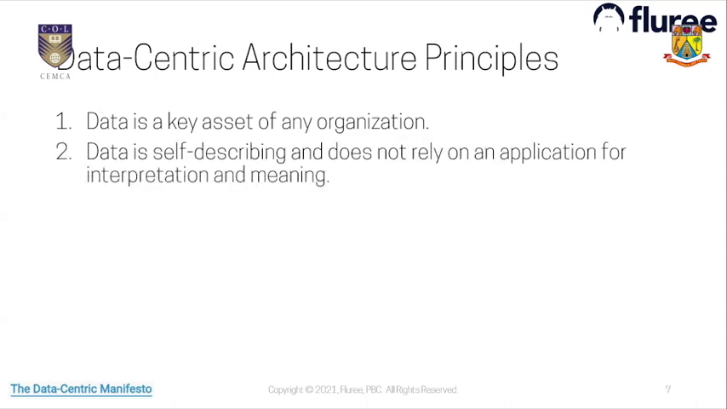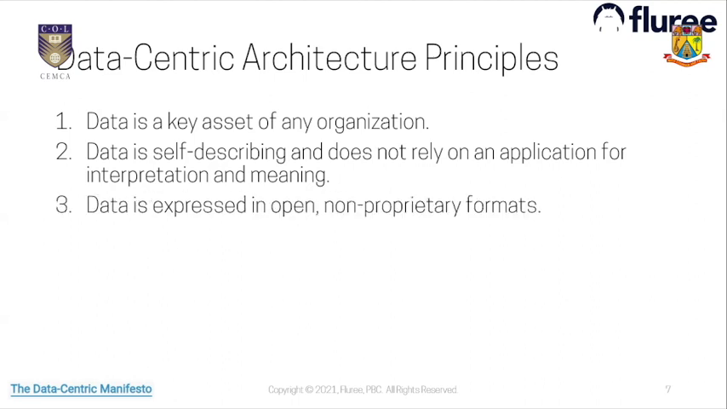Data self-describes and does not rely on an application-centric architecture to interpret and give meaning to the data. And it's expressed in open, non-proprietary formats. Flurry's basis of storage and operations is in Resource Description Framework, called RDF. It's commonly known as a triple store. Now, RDF is the standard means of representing data on the web today. It is compatible with JSON and other linked data standards and tools already familiar to developers.